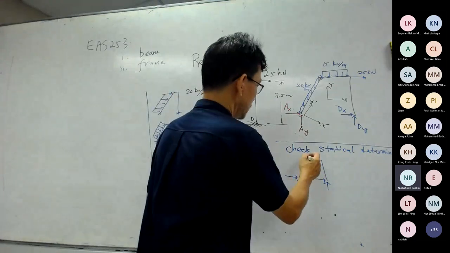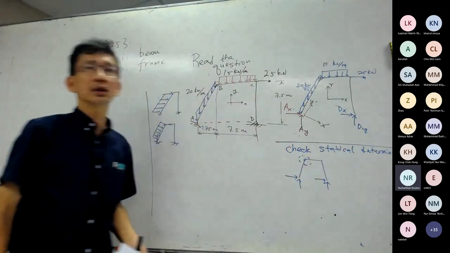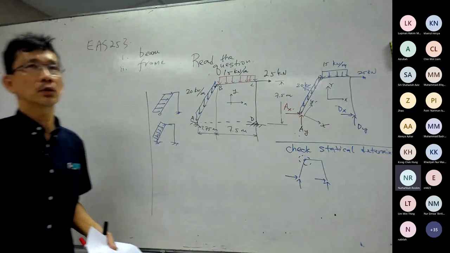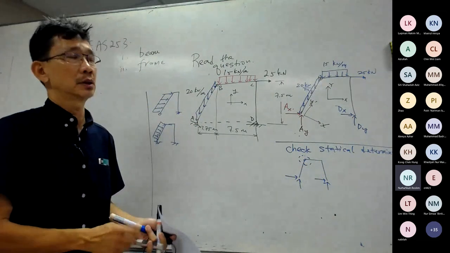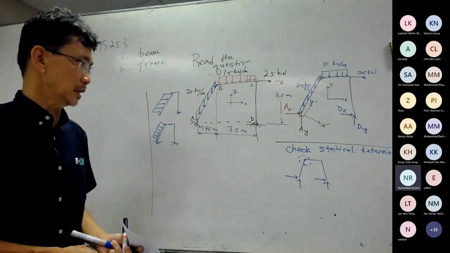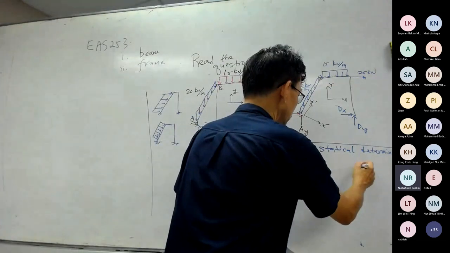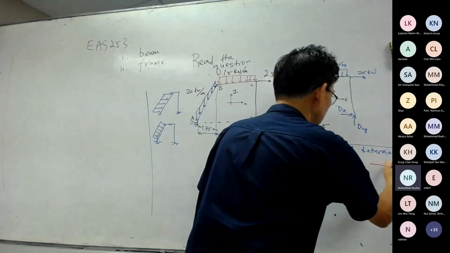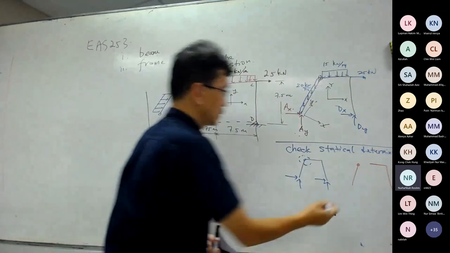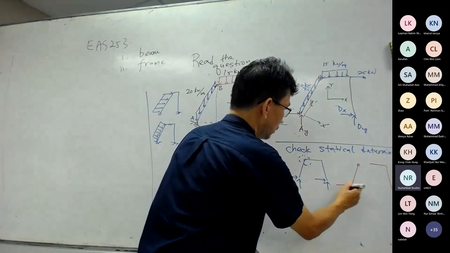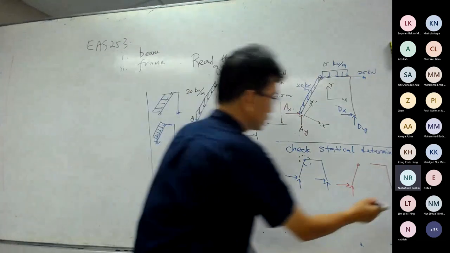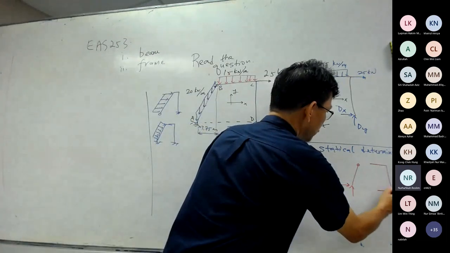Yeah? But there is a hinge here. So there is a hinge here, class. One of the things that is important, we need to consider the hinge. So to consider the hinge, meaning that we need to separate this into two at the hinge there. So it will become like this. This is the revision for you all. So here, the reaction force will remain there.